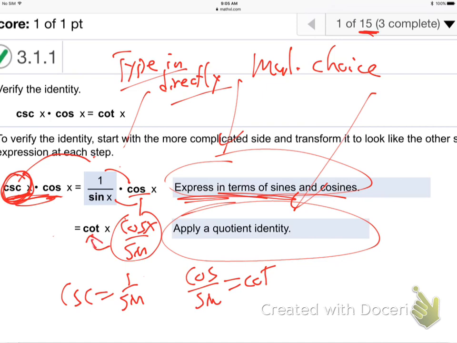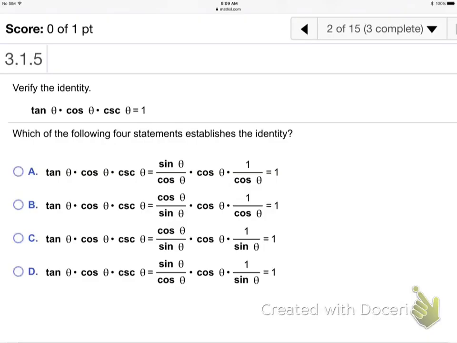Let me go back, that's the way it'll be in the test. Okay, so there it is. So they're saying, hey, tangent times cosine times cosecant equals 1. Why? Why are those identical? Why is the left side of the equal sign identical with 1? Why would that be?